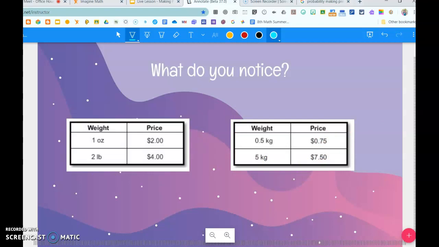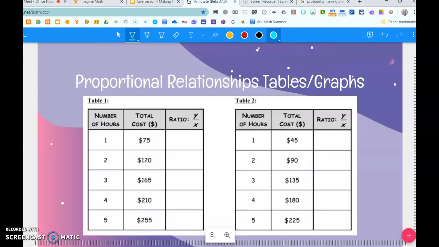Okay, let's go on. All right, so looking at these two tables, we're going to determine which one is proportional and which one is not. In order to be proportional, your ratio must be equivalent to y over x. And all of your ratios would have to match in order to be proportional. So I'm going to put y, which is 75, over x, which is 1, and that's going to give me 75. I'm going to do that again on the next table.